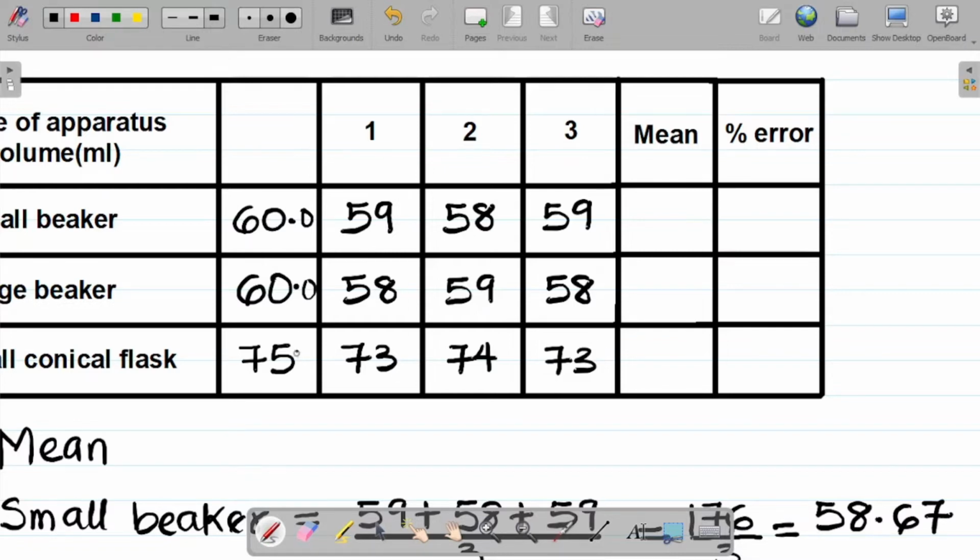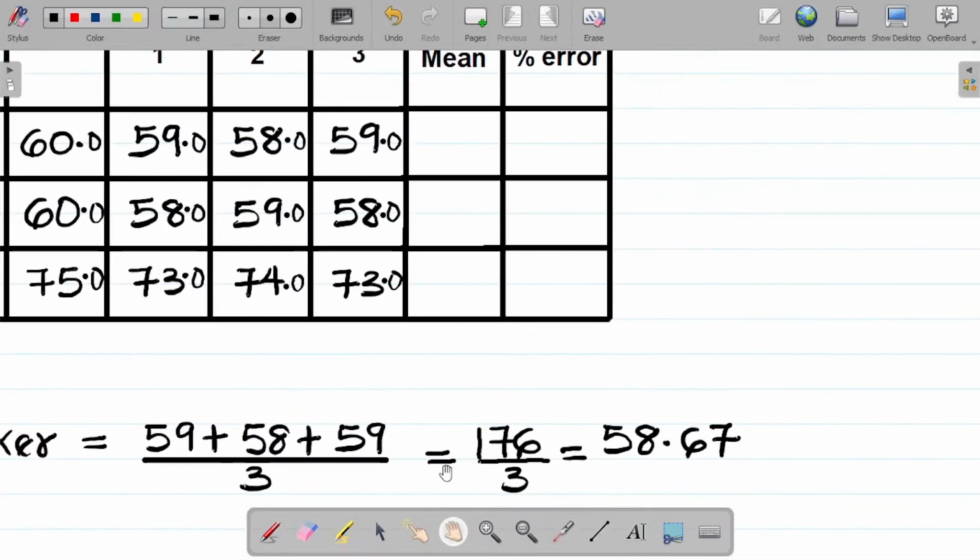So I've converted all of this now to one decimal place. It makes it easier for me. So I have this dot zero, dot zero, dot zero, dot zero, dot zero, dot zero. All right, so I've successfully converted all of this to one decimal place. So hence I can put this value here in just one decimal place.